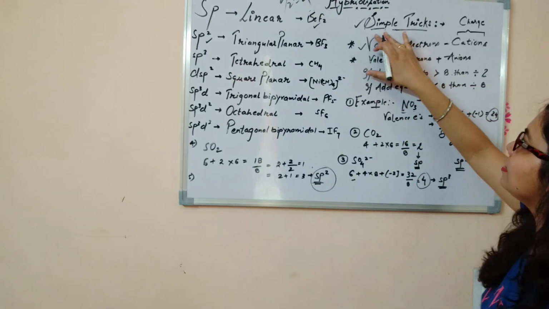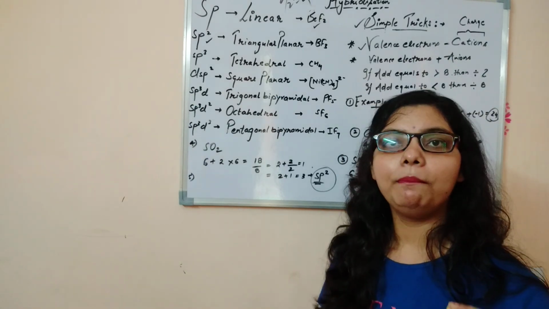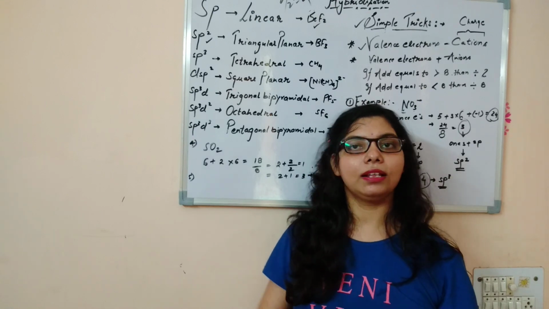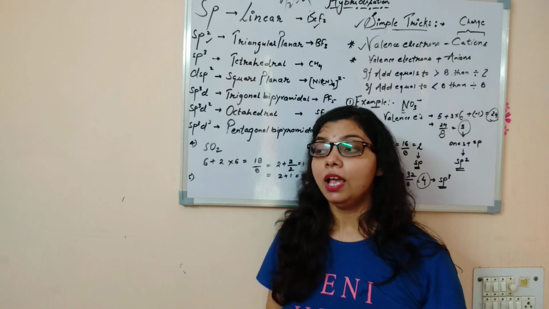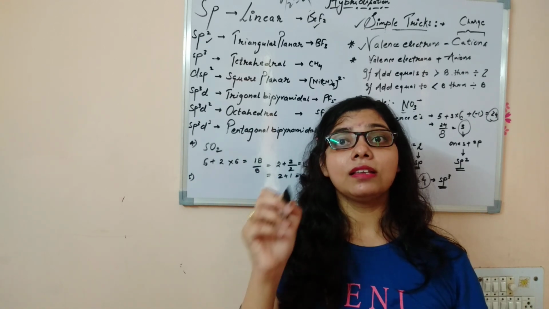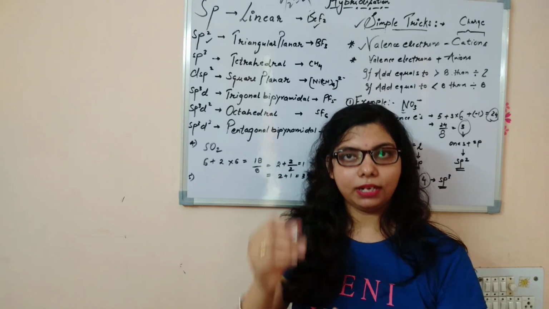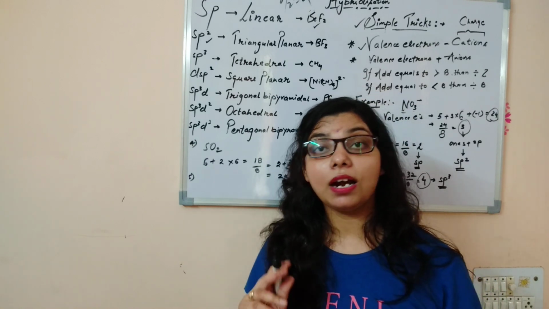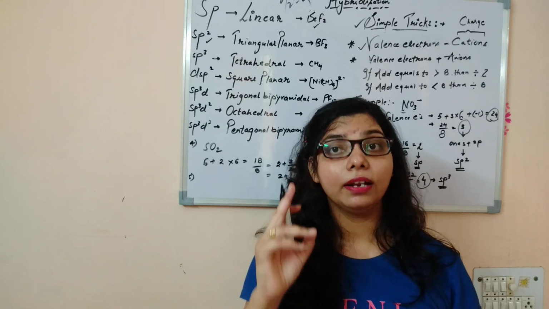Students, this is a simple trick. For this purpose you have to know about valence electrons. Valence electrons are the last shell electrons which are present in the valence shell. The underlying idea of my trick is that you have to add the valence electrons and add the charges. Charges are of two types, positive and negative.